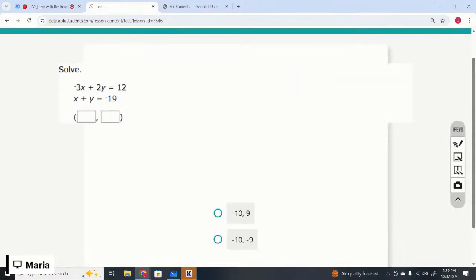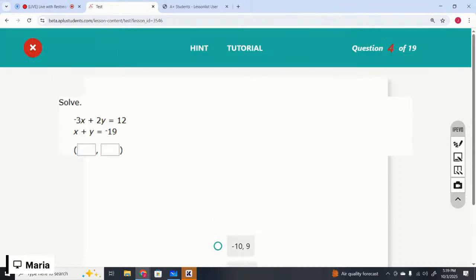So just look at the equations and use the method that is easy to solve them. Okay, you can complete the lesson by yourself later today.